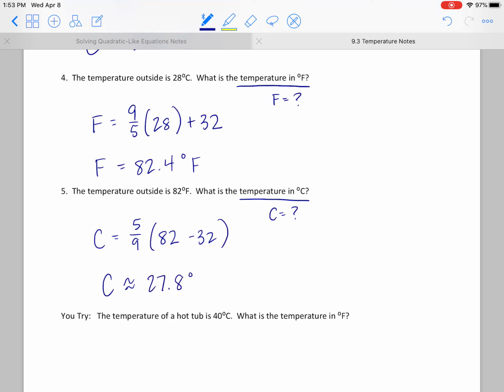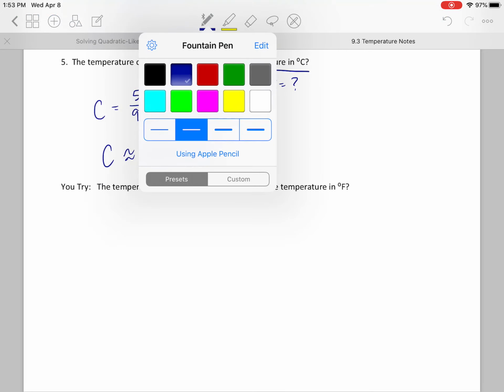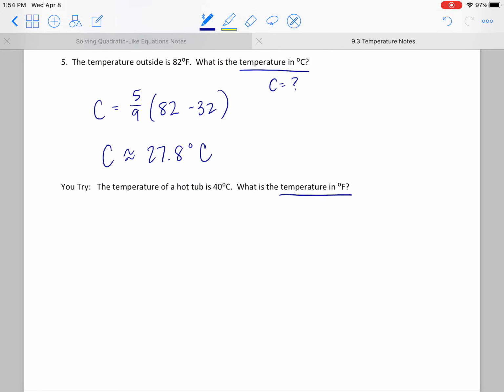Let me just take out the 450, put in the 82, and there it is, 27.7 repeating, so about 27.8. So about 27.8 degrees Celsius. Makes sense based on what we did in number 4. Okay, so there's one more here. If you want to pause the video and give it a shot, just make sure you can use a formula. And that's it for today.